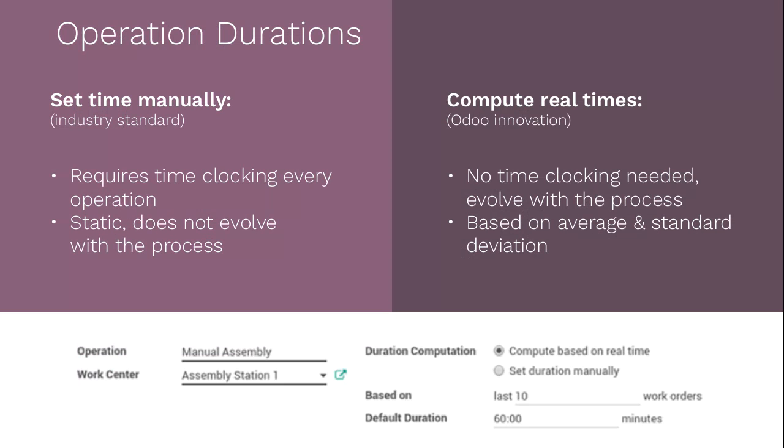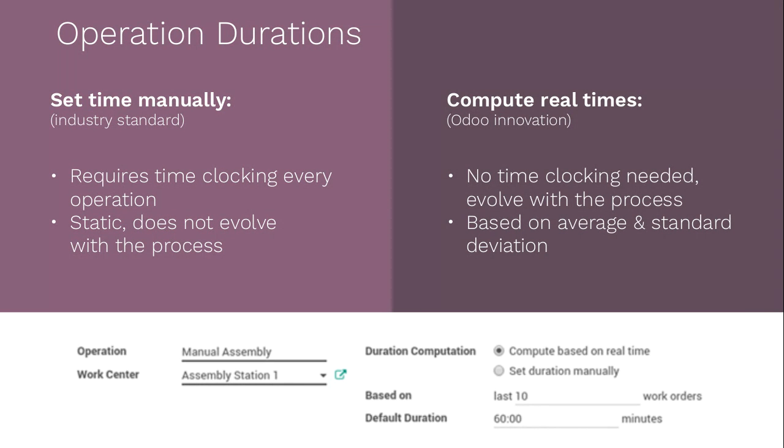How do we schedule? We have 2 ways of working. The usual way the industry works is to set time on every operation of the routing. They do what we call time clocking. So they will measure the time of the worker. Someone is responsible for the chronometer. He will measure the worker for every operation, and then he will register it in the system on the routing. It's a stupid job. It takes a lot of time. For some of the companies I worked for, they had 10 people dedicated to time clocking. Imagine the job.